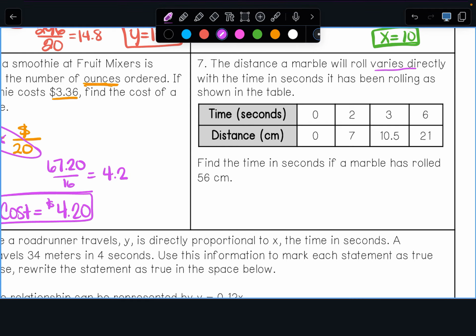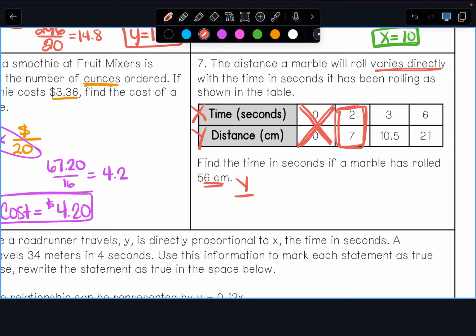Okay, number 7. You know that you're going to set up a proportion because of the phrase varies directly. Find the time in seconds if a marble has rolled 56 centimeters. Now you can remember you cannot use 0, 0 when you're setting up a proportion. So I'm just going to use this very first point. X is my top row, Y is my bottom row.